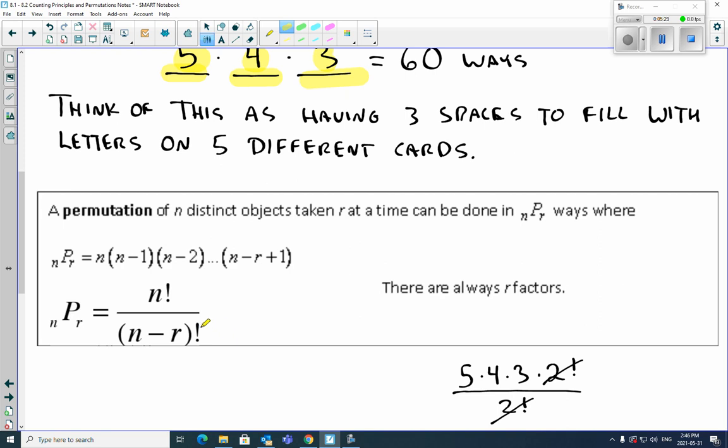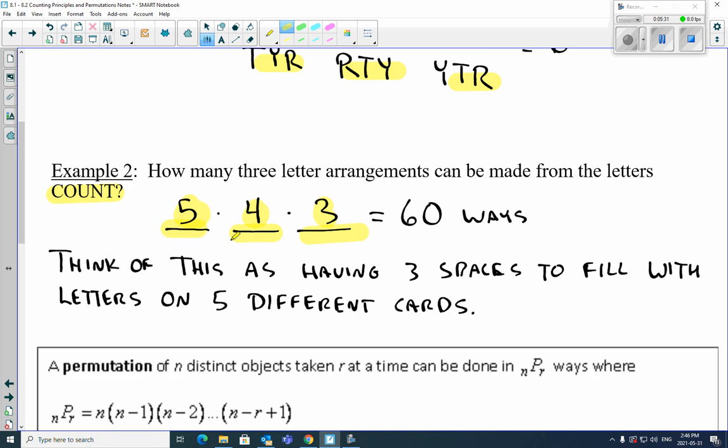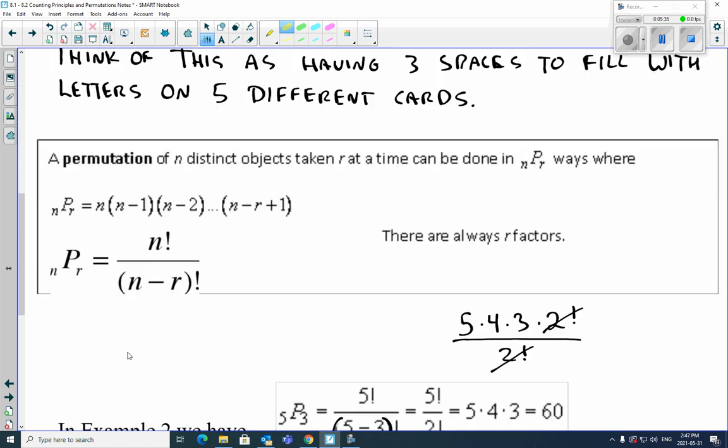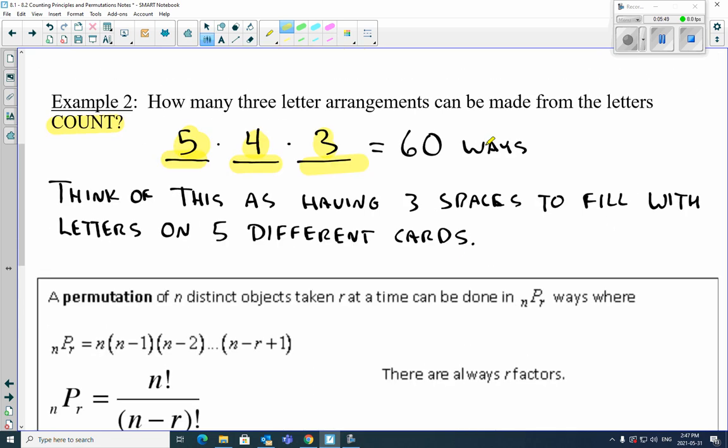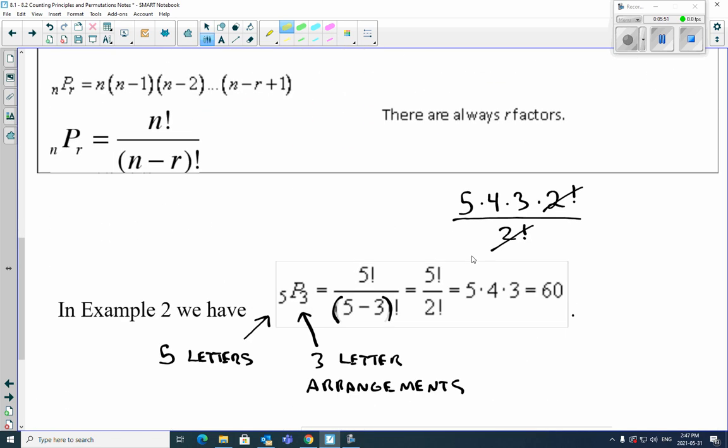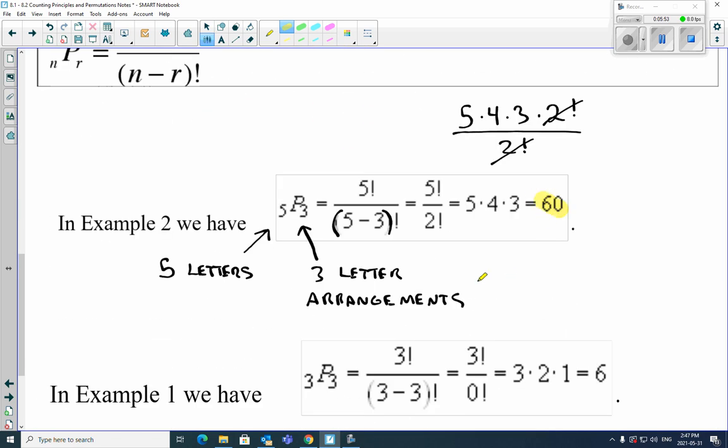So for instance, example number 2 here, we had 5 letters and we were picking 3. So if you look here, yeah, 5 letters, pick 3, 3-letter arrangements. So then you can just plug in the math. 5 factorial over 5 minus 3 factorial is 5 factorial over 2 factorial. Reduces down, you get your 60. You can see we did it both ways, right? We got 60 up here and we get 60 down here. So it doesn't matter to me which way you do it, the fundamental counting principle or the permutation formula itself.